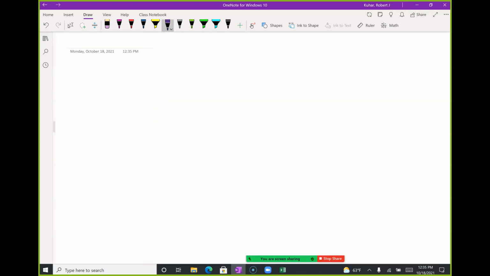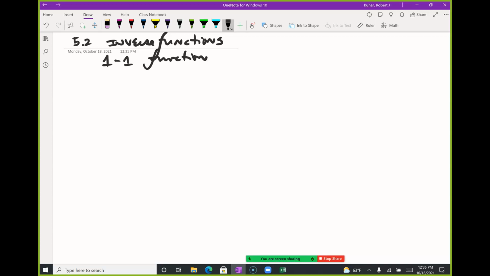All right, today we're doing section 5.2, and we're talking about inverse functions and one-to-one functions. So the first thing is we have to talk about this. By the way, what's an inverse function? It's a machine that undoes something, right?